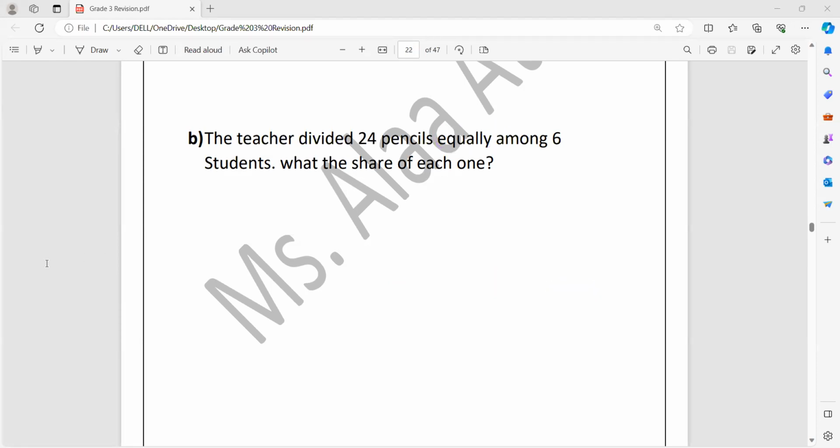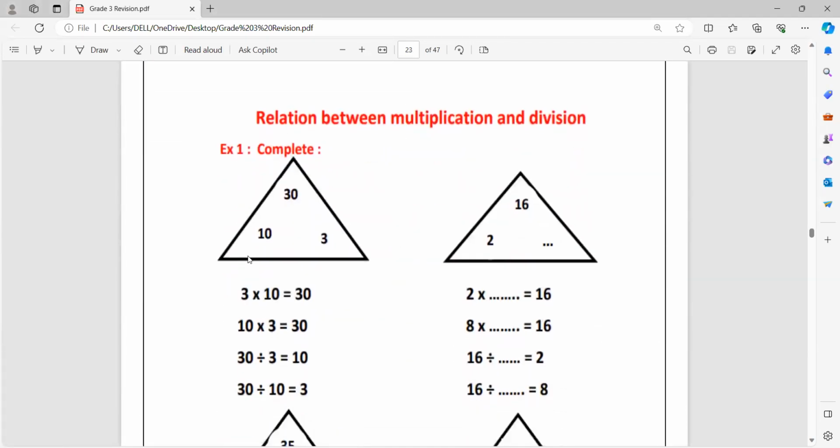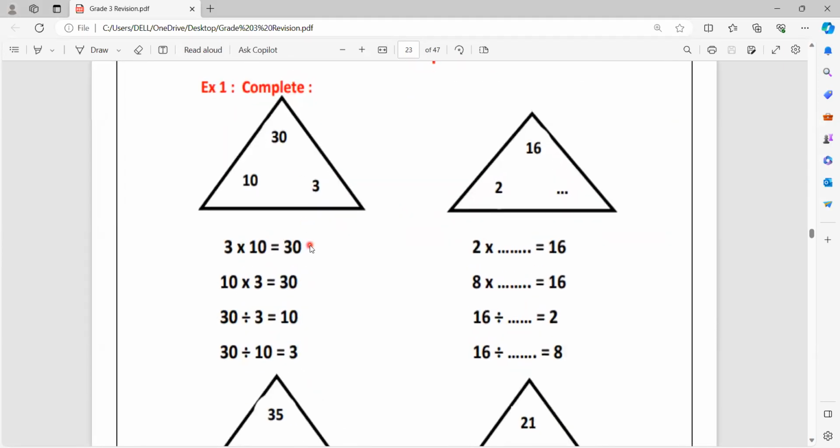Okay, let's move to a new part in our lesson. The relation between multiplication and division. As you see, we use multiplication or the timetables to solve division. It means that we have a relation between them. So if I find the multiplication, I can write the division.